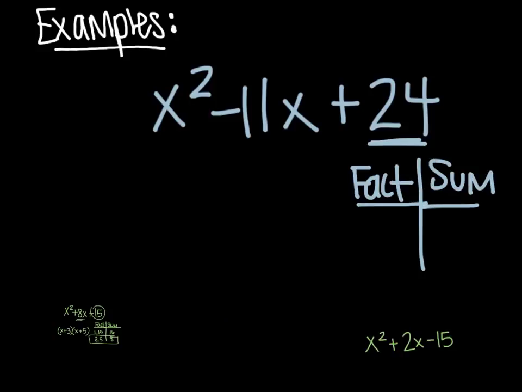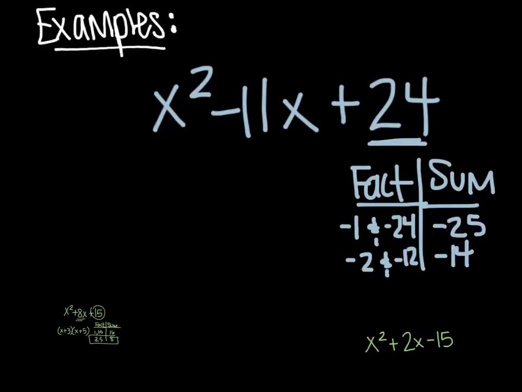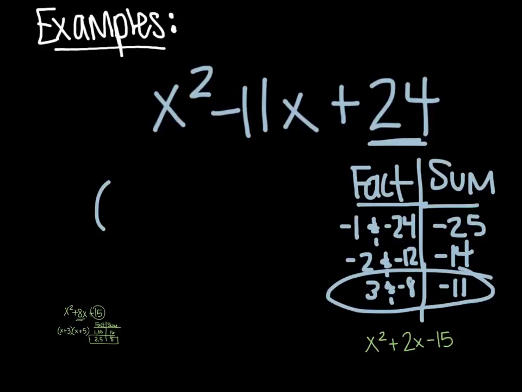And you want to generate this idea. So I know negative 1 and negative 24 make 24. You want to think about your positives and negatives. That will give me a sum of negative 25. Negative 2 and negative 12 will give me a sum of negative 14. And let's see, negative 3 and negative 8 gives me negative 11. That's what I'm looking for here. So then my binomials will be x minus 3 because that was negative, and then x minus 8 because that was negative as well.